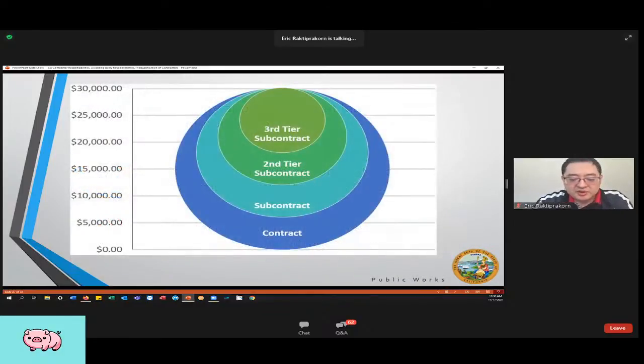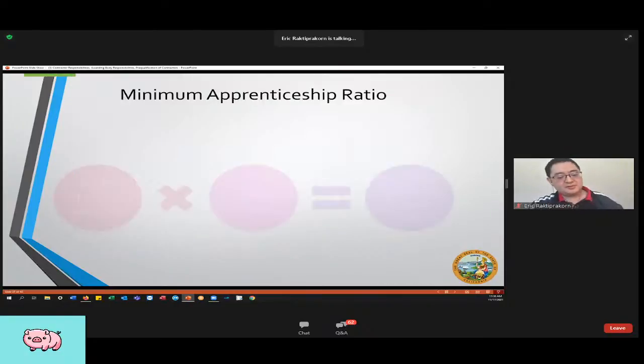This visual demonstrates a total contract amount of $30,000. And as you can see, the contract encompasses all the subcontracts within it. So the fact that the 3rd-tier subcontract does not come close to meeting the $30,000 threshold, that's not relevant. The total contract reaches $30,000. So that means that apprenticeship requirements apply to each of the subcontracts as well as the prime contracts. Next slide, please.